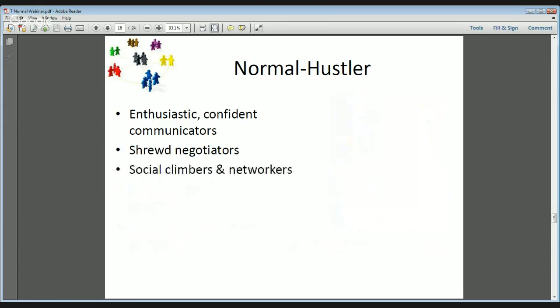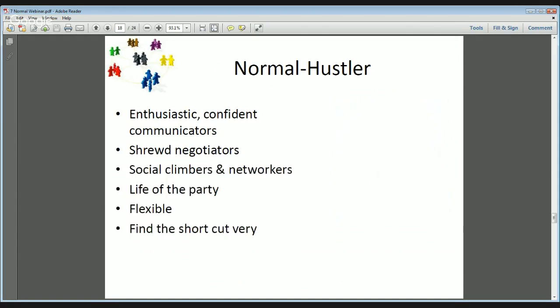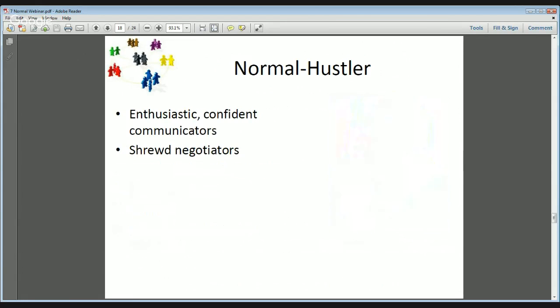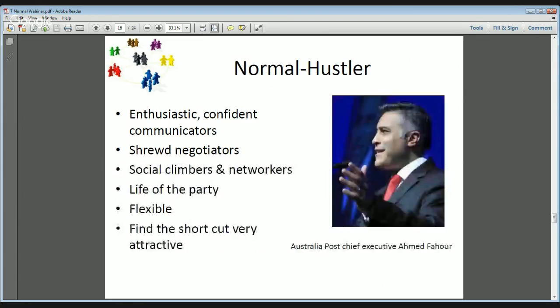And this article in the Sydney Morning Herald made a big point about how he networked his way to being successful, and it's very interesting. He's had a fairly job-hopping career. He worked for Citicorp.